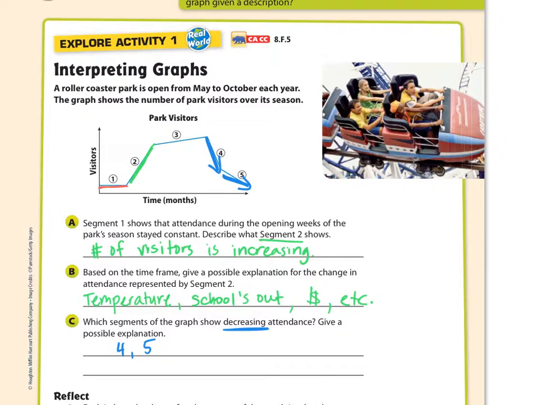So a couple of explanations here. Since the season ends in October, it might be caused by maybe school is starting back up again, so less people are going, and also temperature. So almost the same reasons why it went up near the beginning. So maybe it got colder, people went back to school, things like that.